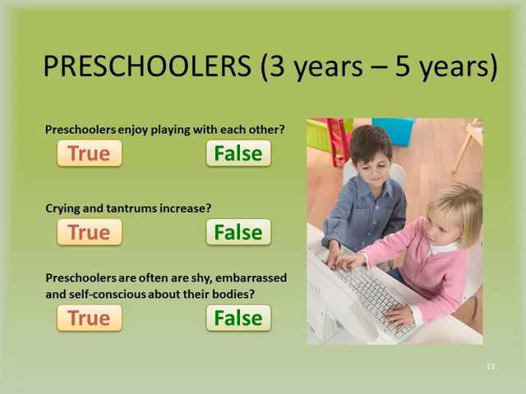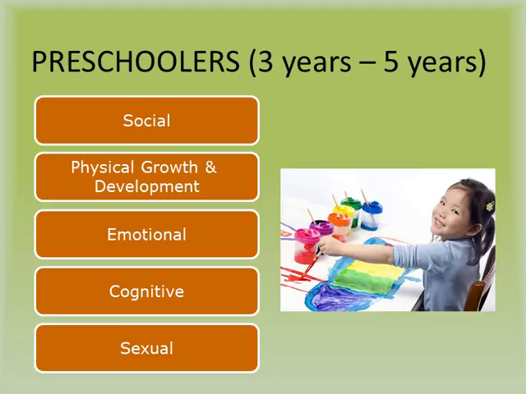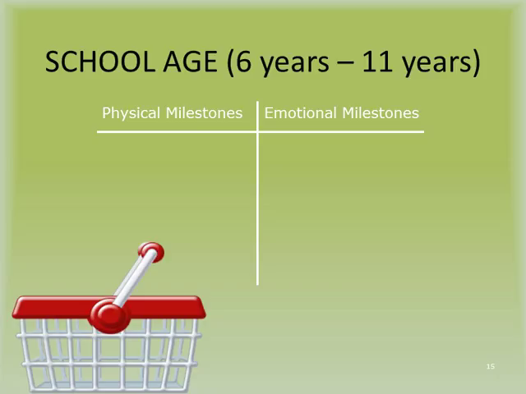So then we move on to the next area of development where we have preschoolers, and again we start with a little activity to test what kind of information the trainees already have about preschoolers. Then we go into more information in each of the domains about preschoolers, and then we move to school age. We have, again, an interaction for the trainees to engage in about school-age children and what they already know. So they place correct milestones under the correct heading. And then they learn more about school-age kids for each of the domains.